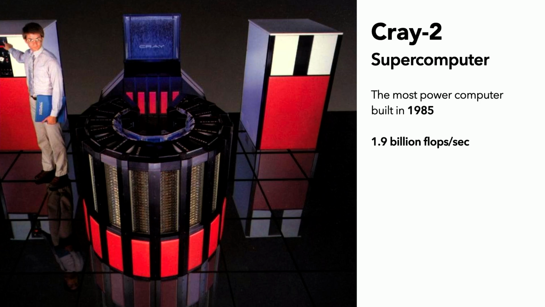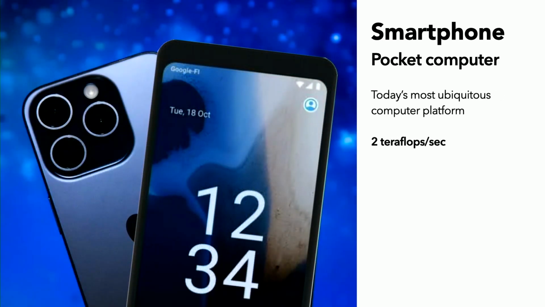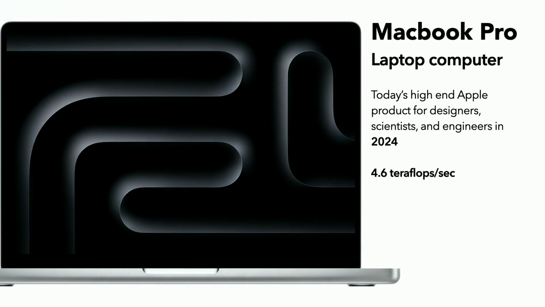That's a 2 followed by 9 zeros. And it was the first Cray computer to run Unix, which we're all running on our laptops today. And nearly 20 years later, in our pockets today, our phones are running a Unix-like operating system on processors that are thousands of times faster than that Cray 2 at 2 teraflops per second. That's a 2 followed by 12 zeros.